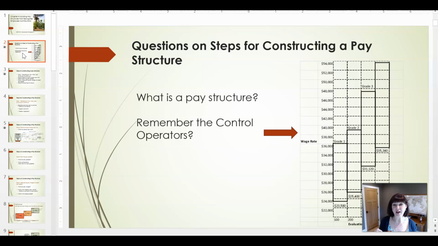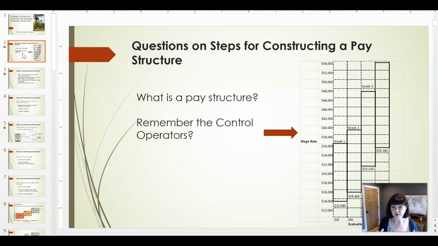We actually did an exercise creating a pay structure with those control operators: operator 1, operator 2, operator 3, operator 4. We looked at those different pay grades and the ranges. I want you to remember that the pay structure is the whole thing. It is a way, strategically, to assign different pay rates for jobs of unequal worth, and it provides that framework for recognizing individual contributions.